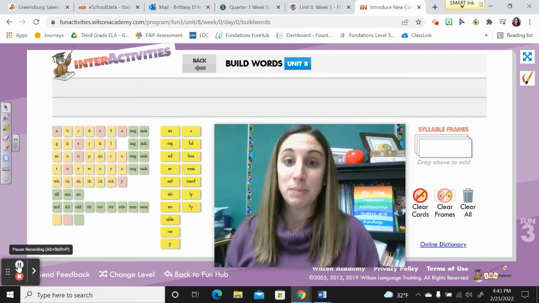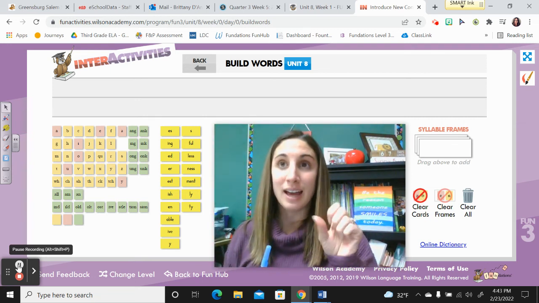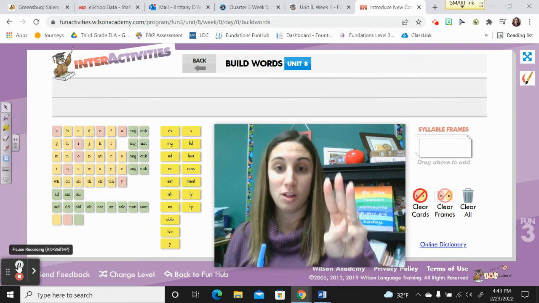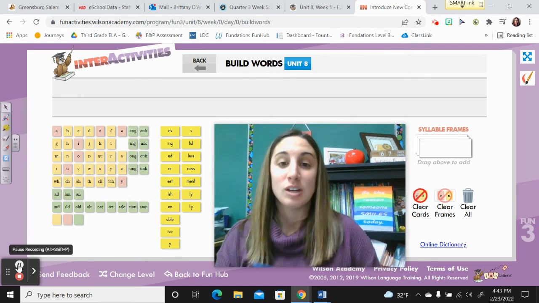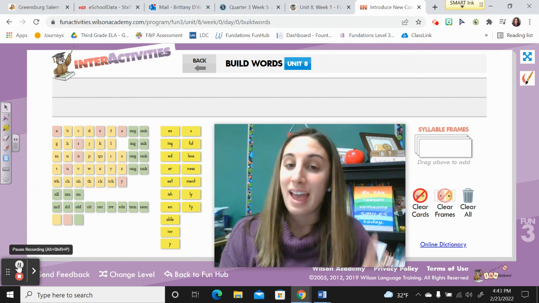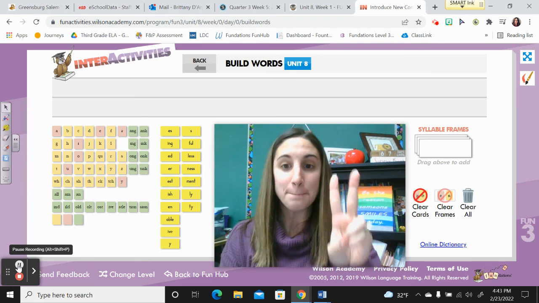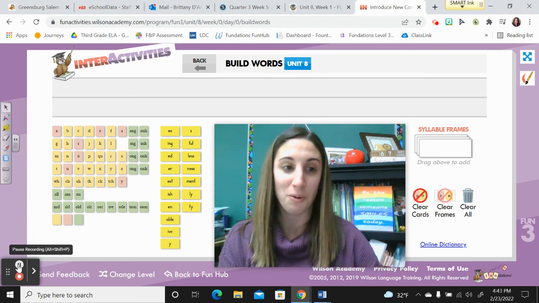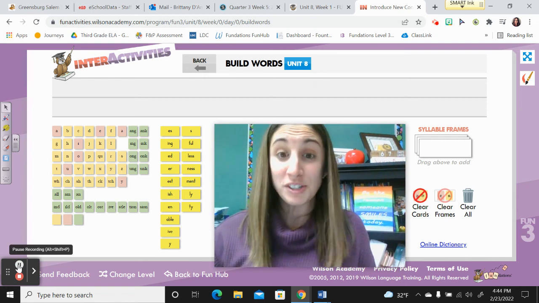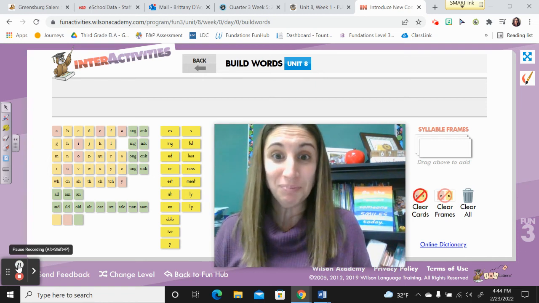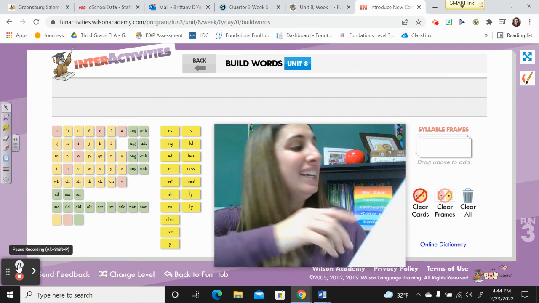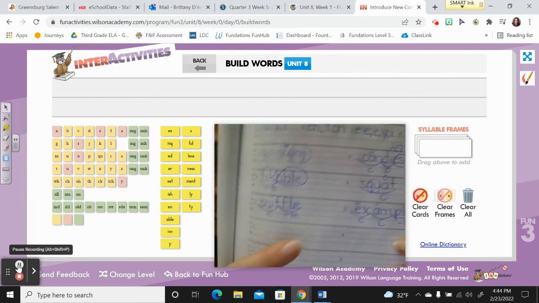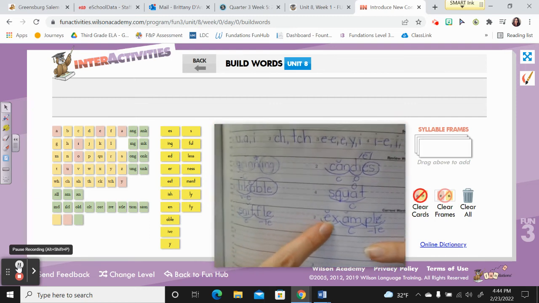Example. This one might be tricky. This one has three syllables. So when you scoop it, X, am, pull. Go. All right. The first syllable is X. Say it. How do you spell that? E-X, right, not just the letter X.